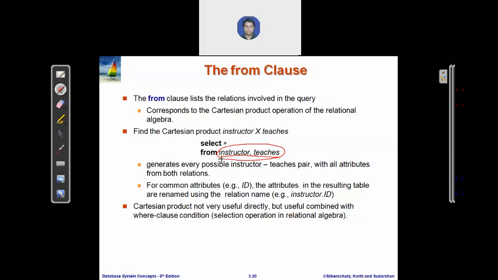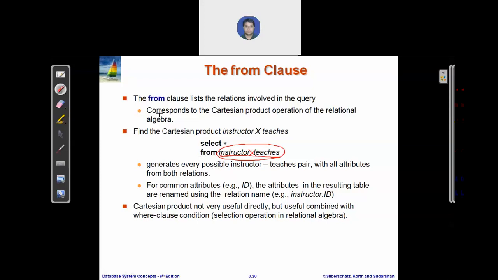Before SQL starts execution, it will automatically apply the Cartesian product over these tables. Like instructor and teacher, first it will compute the Cartesian product of these two tables. Then the next clause will execute, like where or select. So using the from clause, we mention the input table or relation.